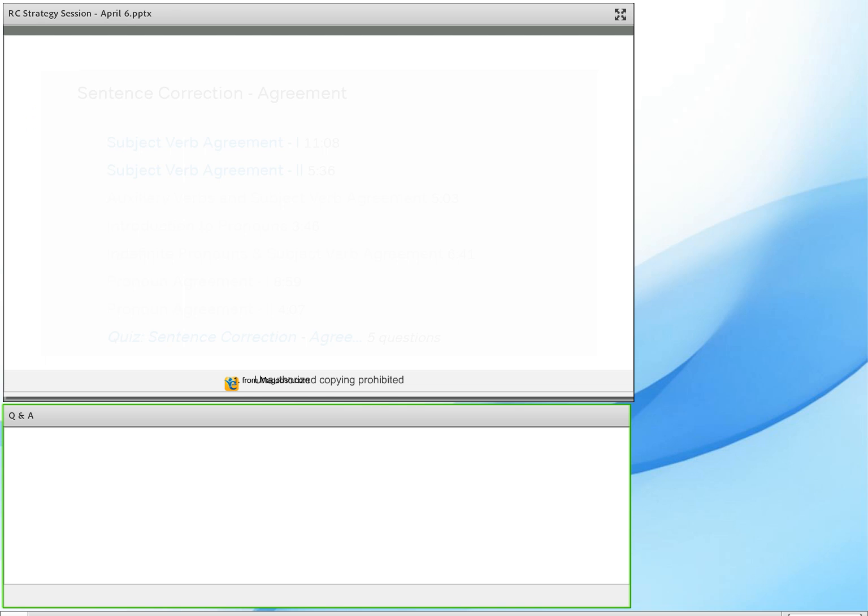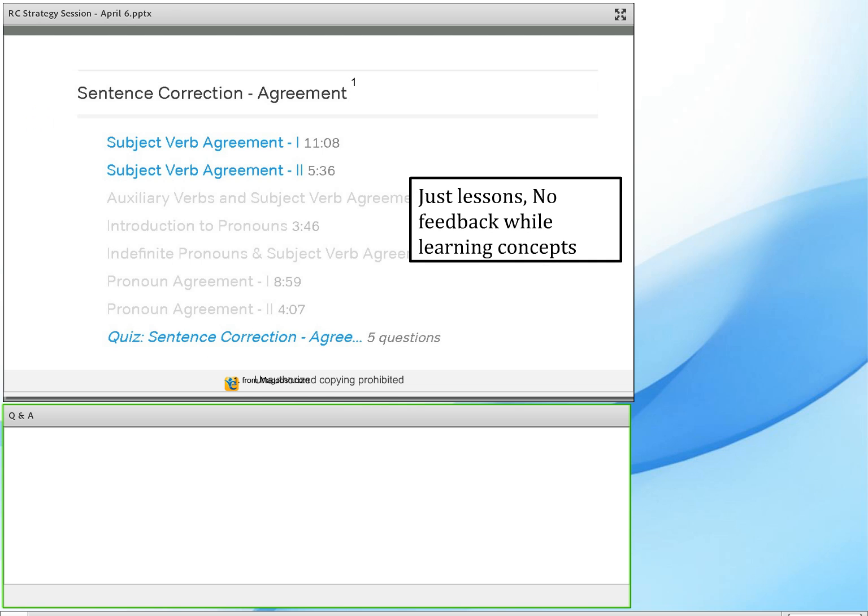Now, when you compare this to another popular course by Magoo, what you're going to find is, yes, this is an audio-visual course, but it's just lessons. There's no feedback built into it. The other thing you're going to find is that the extent of detail that you see is very different. You just see these two lessons which focus on subject verb over here.